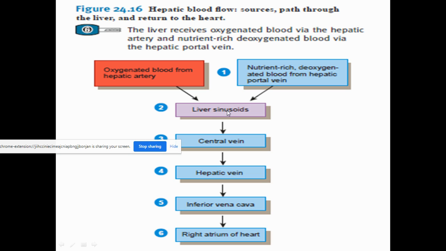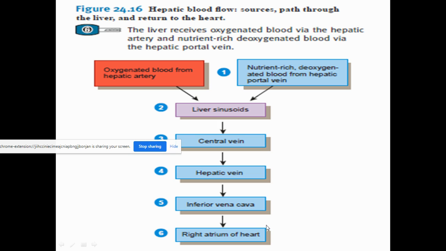All the nutrients absorbed by the flow, which is flowing from the liver sinusoids, are transported or diffused into the hepatocytes. From the liver sinusoids, we all know it flows into the central vein. Then from the central vein, it flows into the hepatic vein, and then into the inferior vena cava and the right atrium of the heart for purification. Okay, so this is how the blood flows.